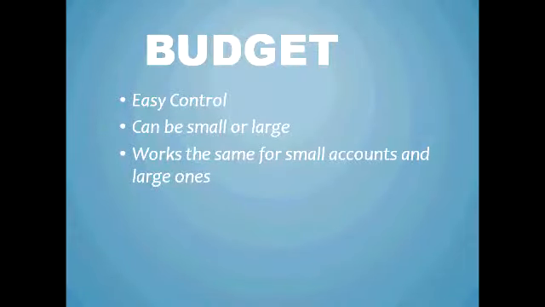With search engine advertising, it's easy to control your budget. You can set a daily or monthly budget so that your ads are automatically turned off once you hit your budget. You can start with a budget as small as $5 or as big as $5 million. The system works the same for small advertisers as it does for large advertisers. The only difference is that companies that spend a lot more money get more support from Google account reps.